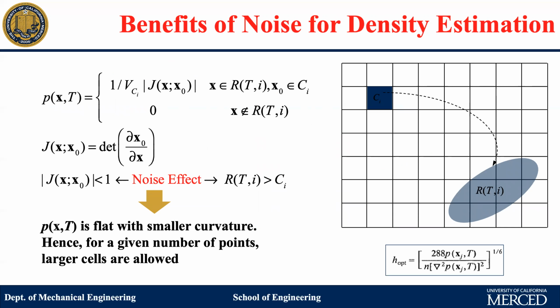Now, let me comment a little bit on the benefits of noise. Since we are doing the so-called density estimation from the data, we are using the data to estimate the transition probability from one small area in the state space to its images somewhere. So it's really just a one-step transition probability function. And theoretically, it looks something like this if you use the histogram approach.